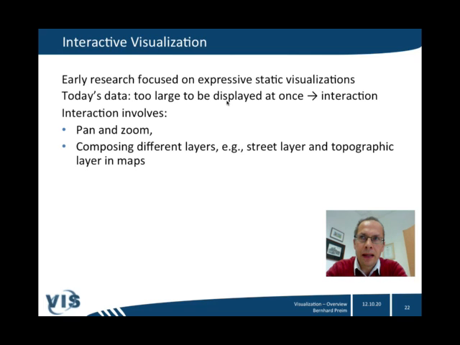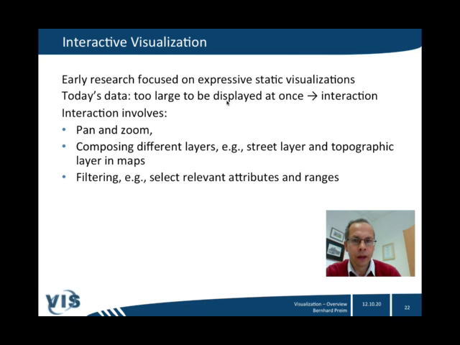Something that is basically inherited from cartography is to think about the data that you want to visualize in certain layers. A cartographic map is generated by having a base layer and then adding some other layers. Not all other layers that are available, that would create visual clutter, too much information that you cannot perceive. But for example, you want to overlay a street layer. Or you want to overlay a layer that tells you about the railway connections. So that you see them in connection with the topographic information. Another kind of interaction is filtering, which means that you select relevant attributes and ranges.